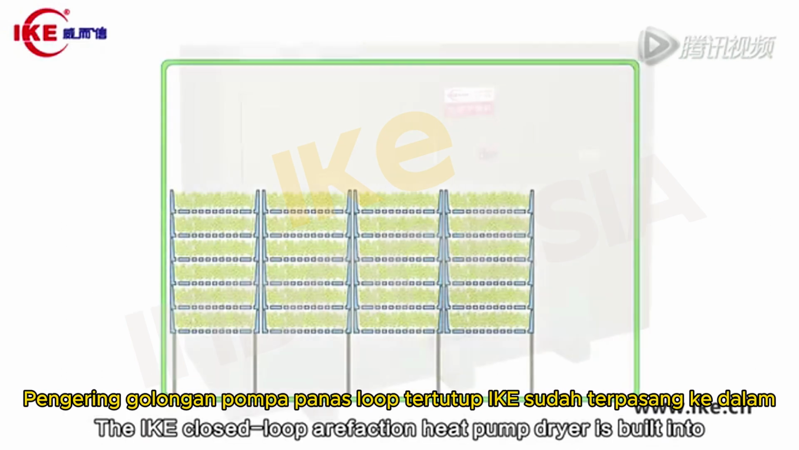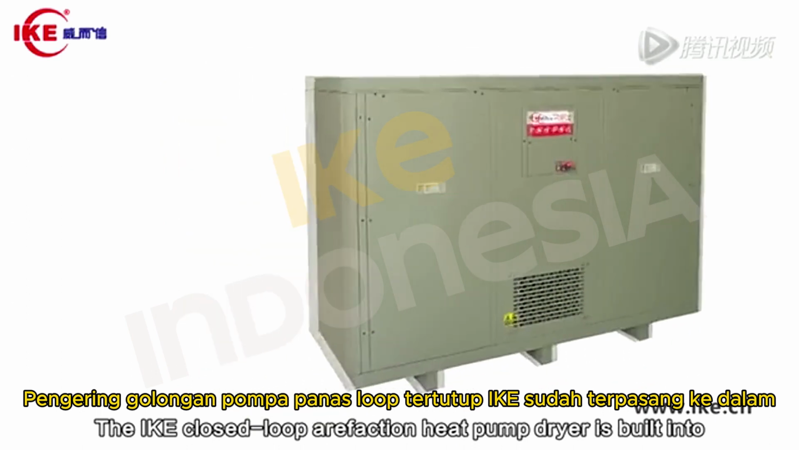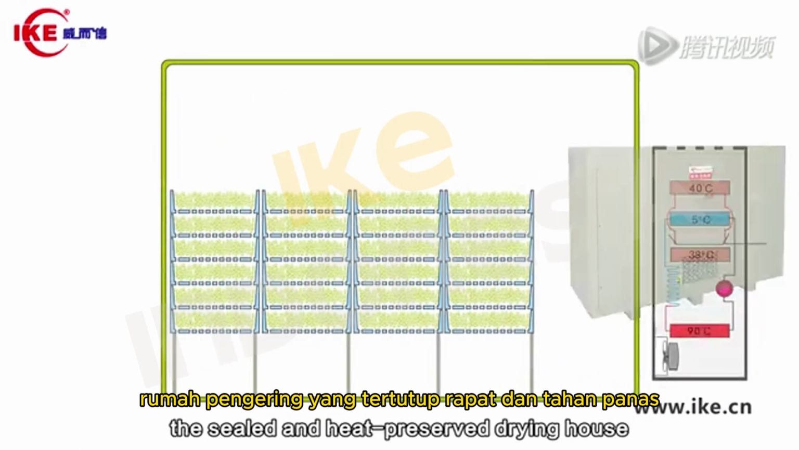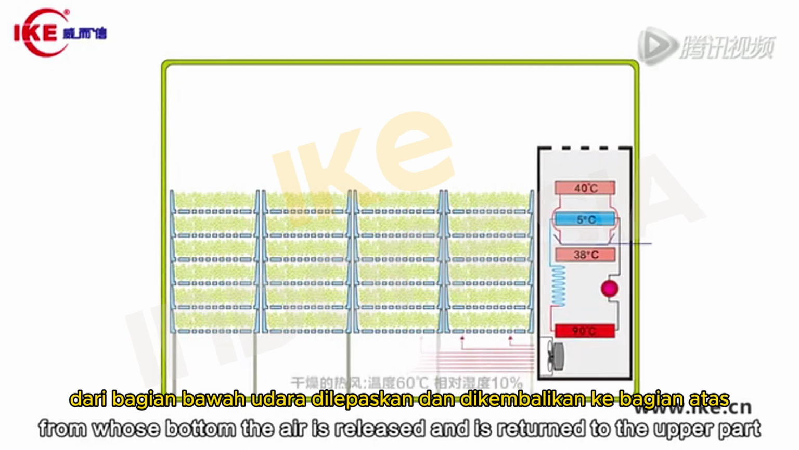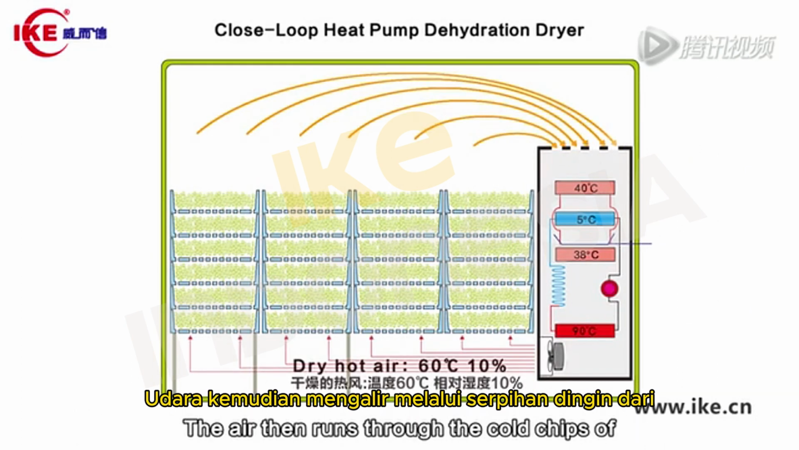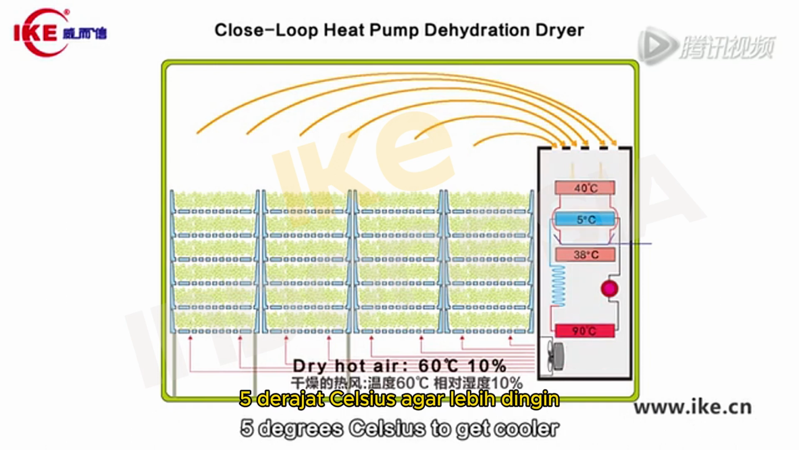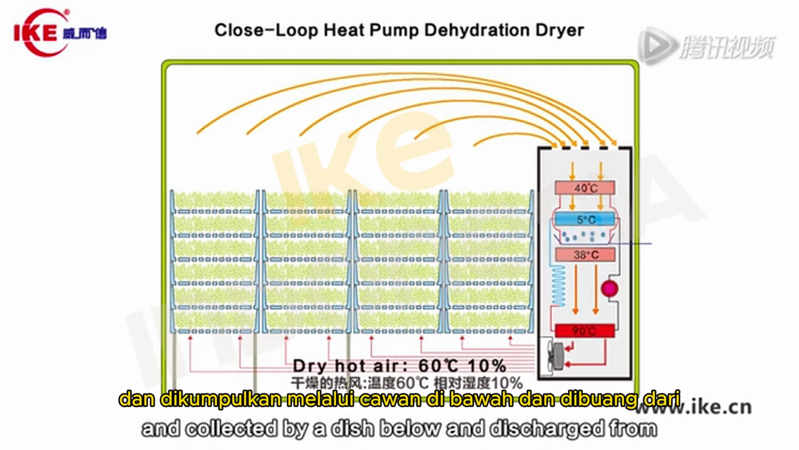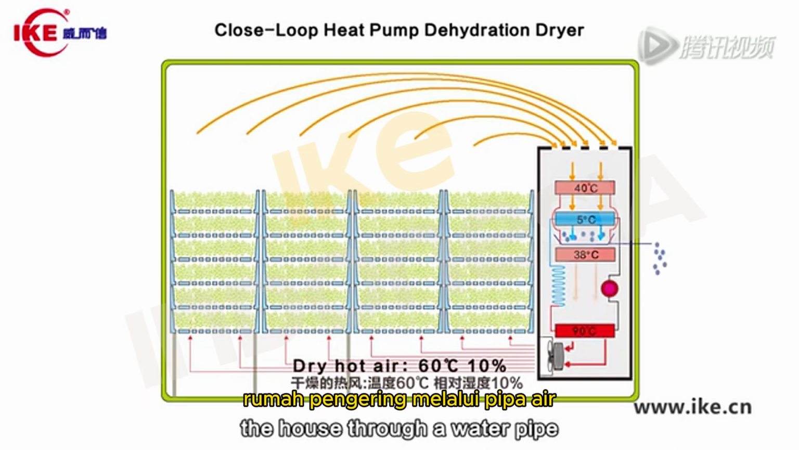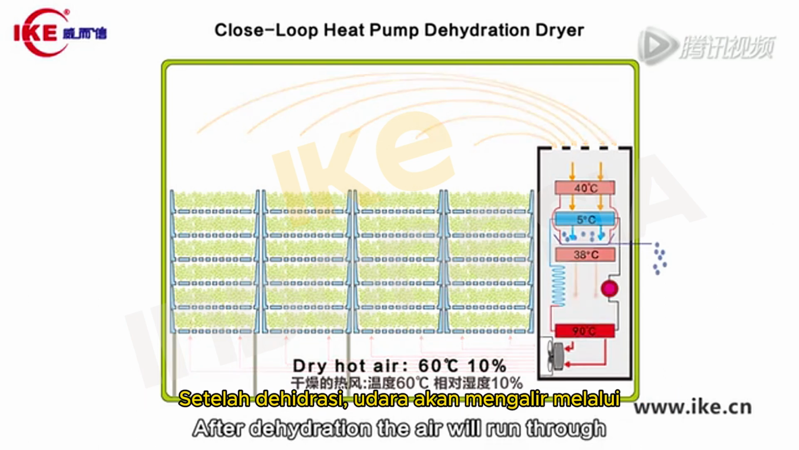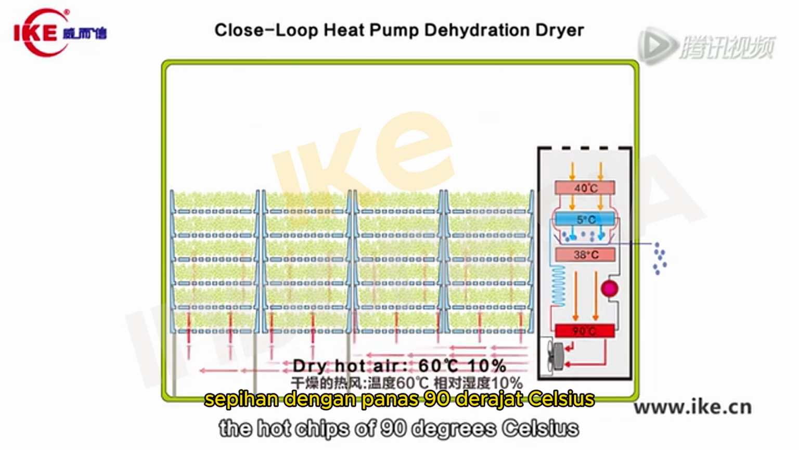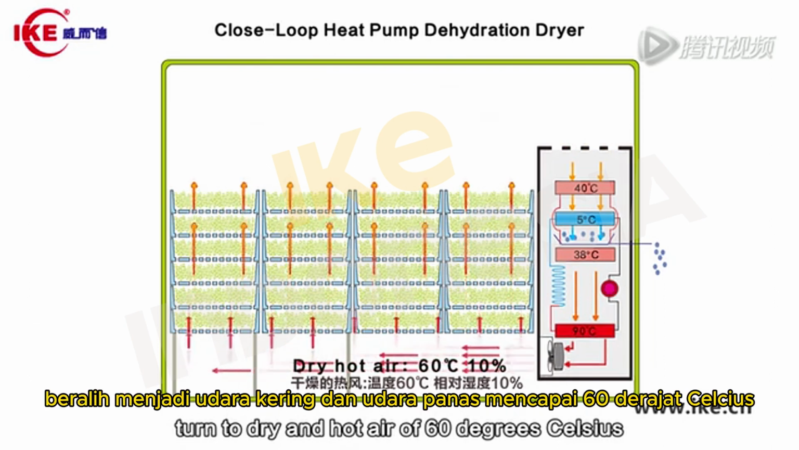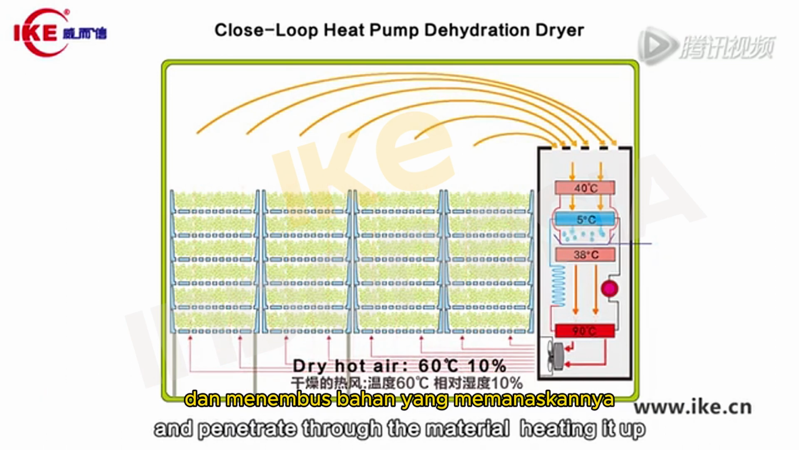The IKE closed-loop aerofaction heat pump dryer is built into the sealed and heat-preserved drying house, from whose bottom the air is released and is returned to the upper part. The air then runs through the cold chips at 5 degrees Celsius to get cooler. The moisture in the air will be condensed into drops of water and collected by a dish below and discharged from the house through a water pipe. After dehydration, the air will run through the hot chips of 90 degrees Celsius, turn to dry and hot air of 60 degrees Celsius, and penetrate through the material, heating it up.